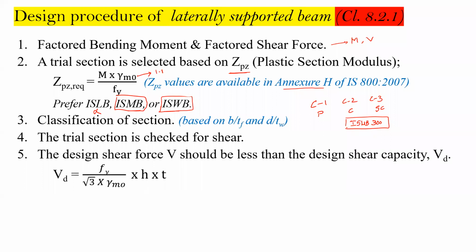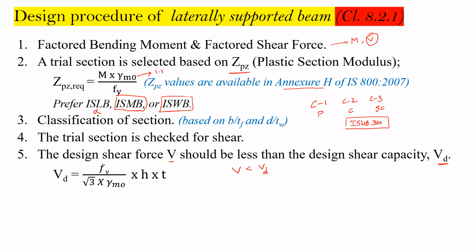So it can be checked in this way, that is the design shear force V. The V which we have calculated in the first step is the factored shear force. So the design shear force V is also called the factored shear force. The design shear force V shall be less than the design shear capacity, which is VD. What is it saying?